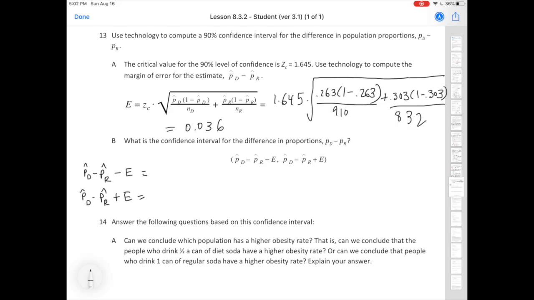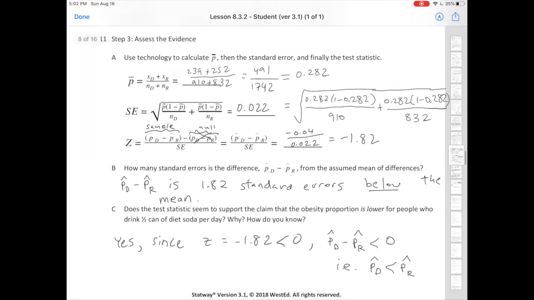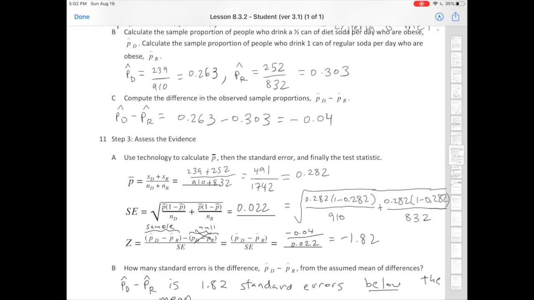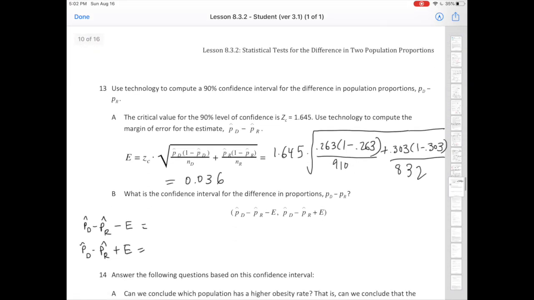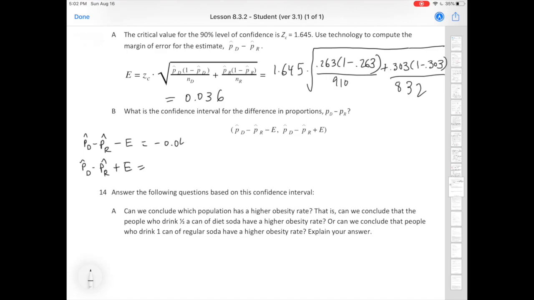Okay, so what were they when we subtracted them? Remember, we got negative 0.04. Let me just make sure that's correct up here. So when we subtracted them, yes, we got negative 0.04. So here we get negative 0.04 minus E. If you put that in your calculator, don't forget that the first one is a negative sign, but the second one is a minus sign.